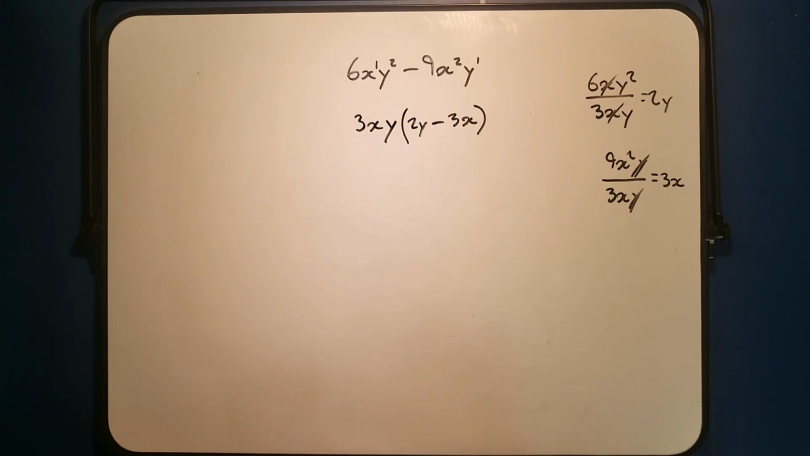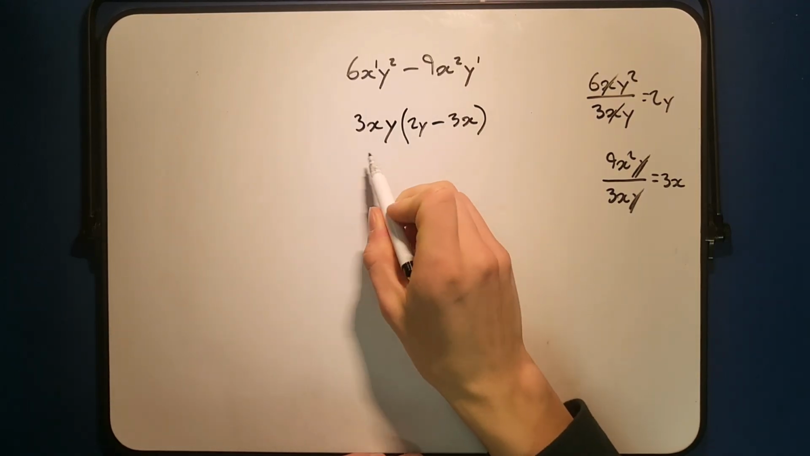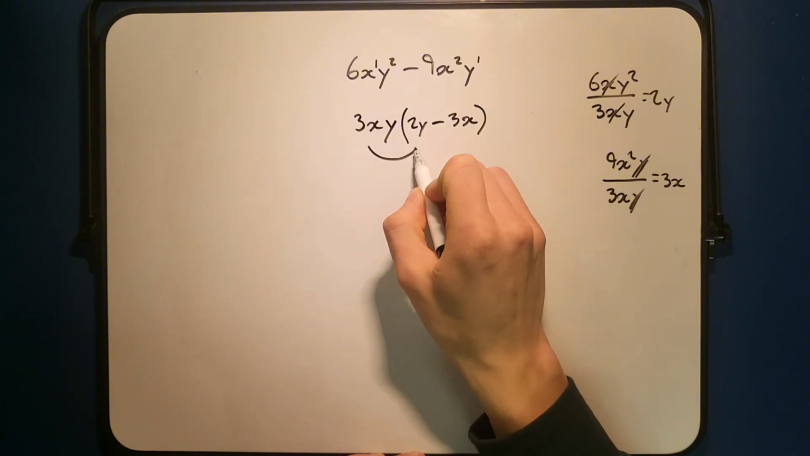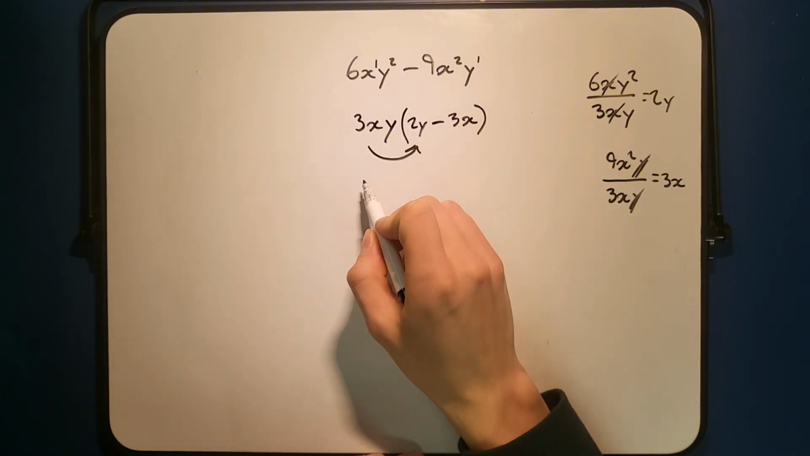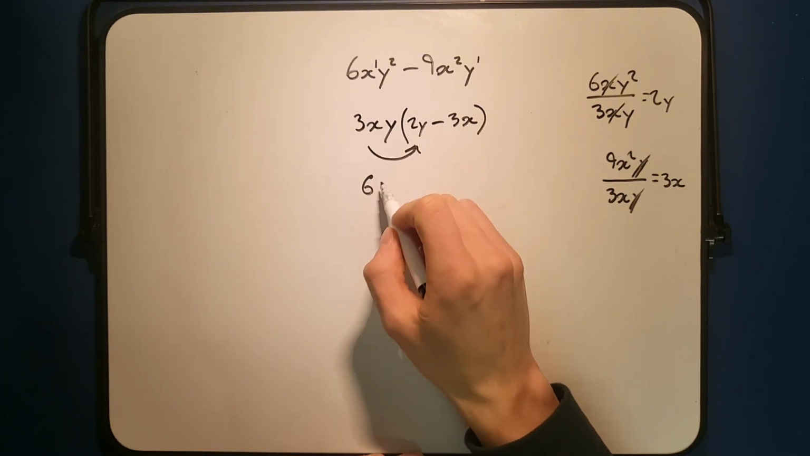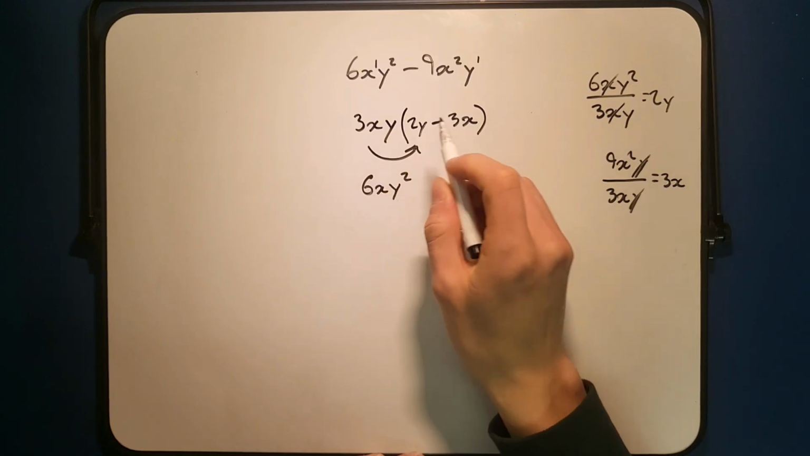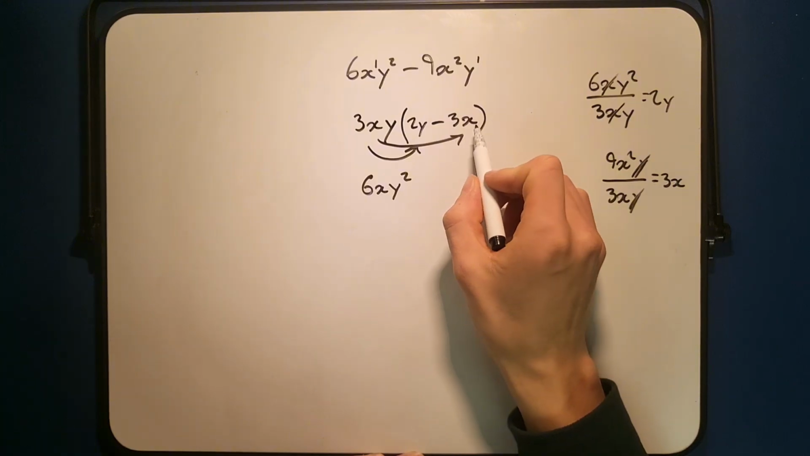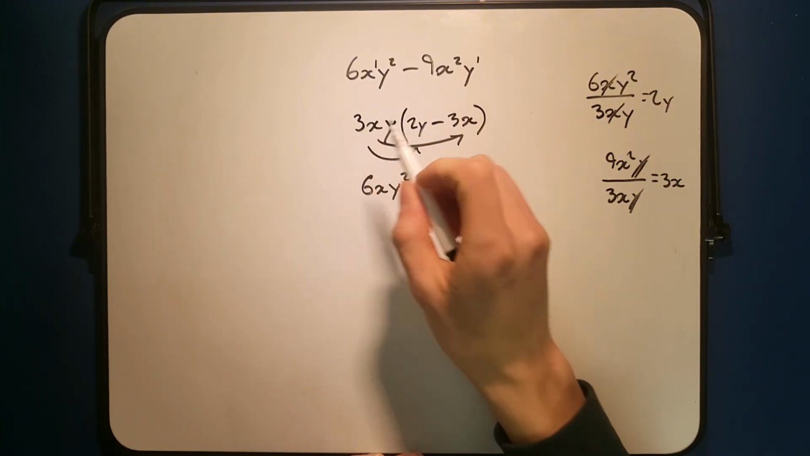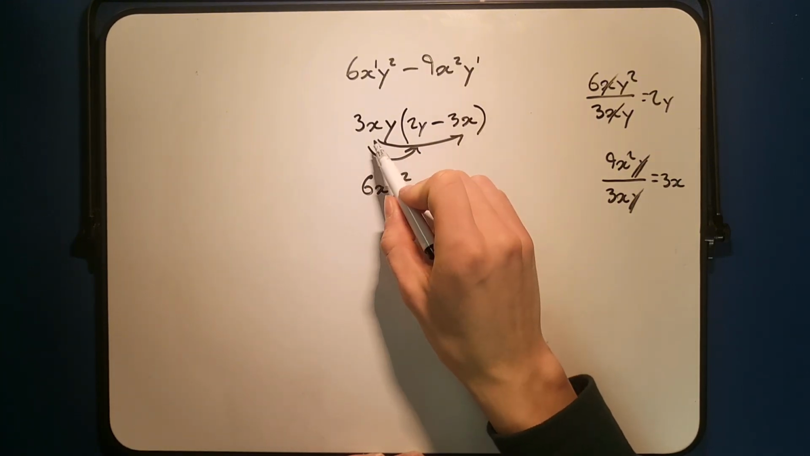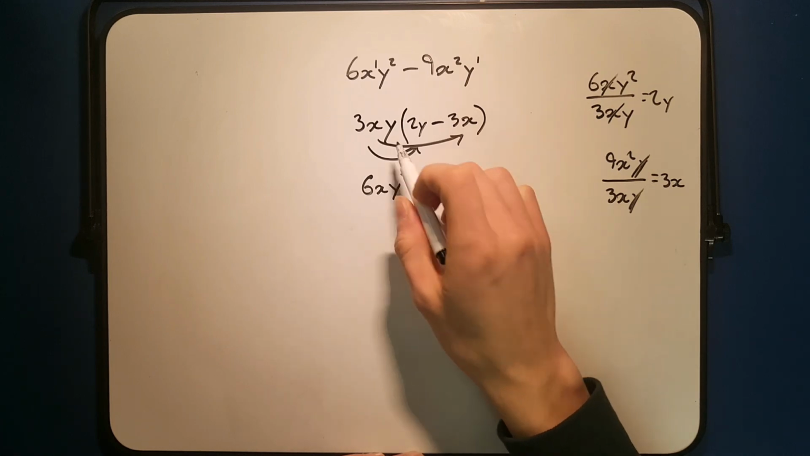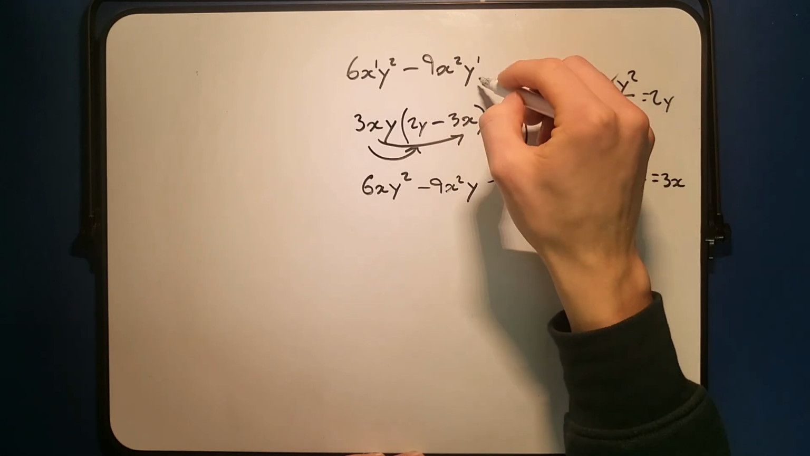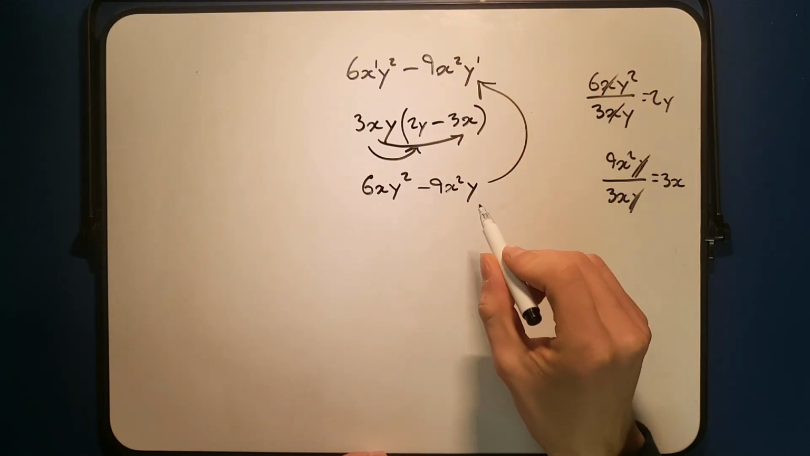To prove that we've done this process right, we're now going to multiply our terms in the bracket. So we're going to do 3xy multiplied by 2y. So we get 6xy squared. And now we're going to do 3xy times minus 3x. So minus 3 times 3 is minus 9. X times x is x squared, and y times 1 is simply y. And, as you can see, this matches our original expression, so we have factorized correctly.